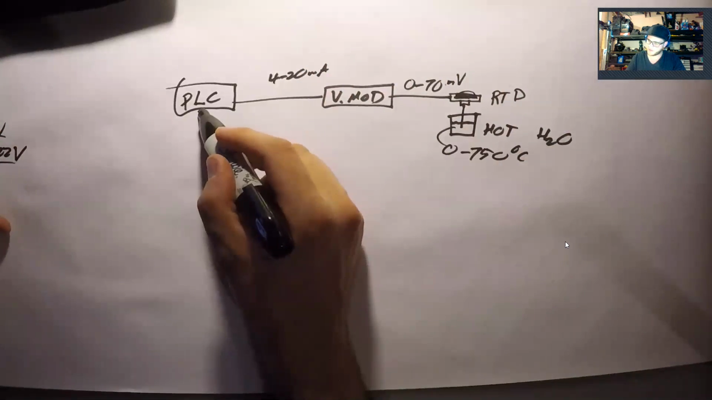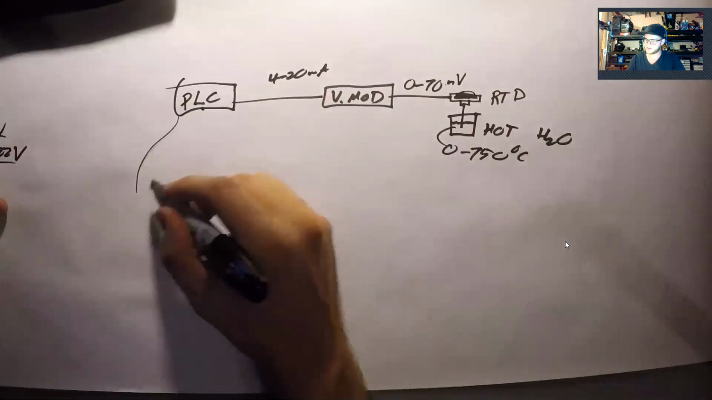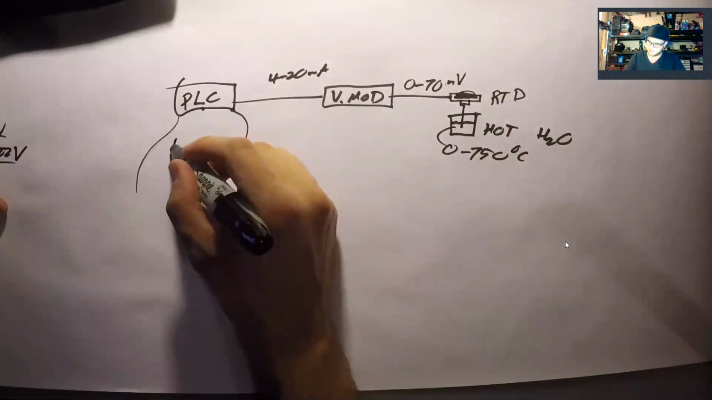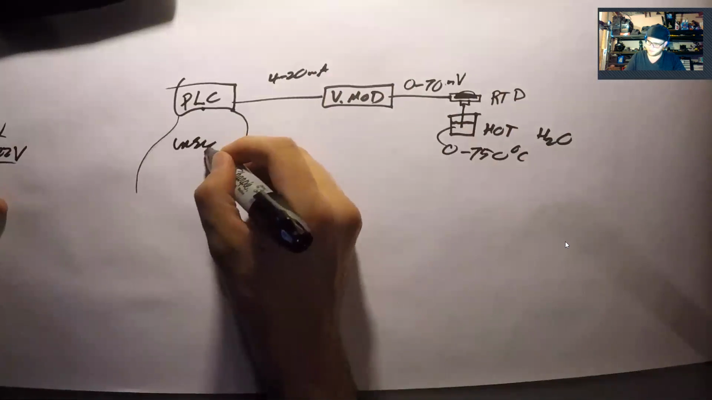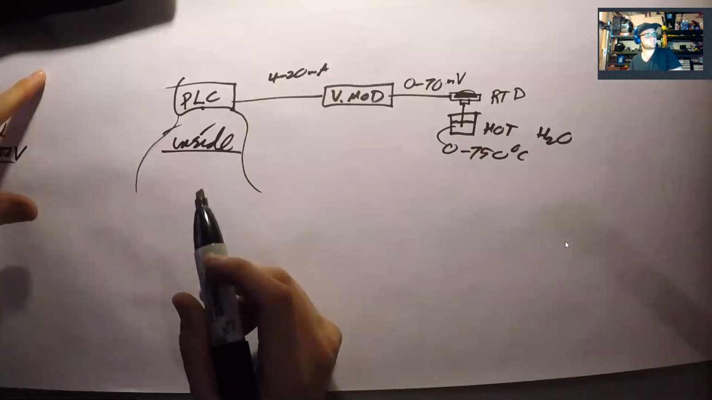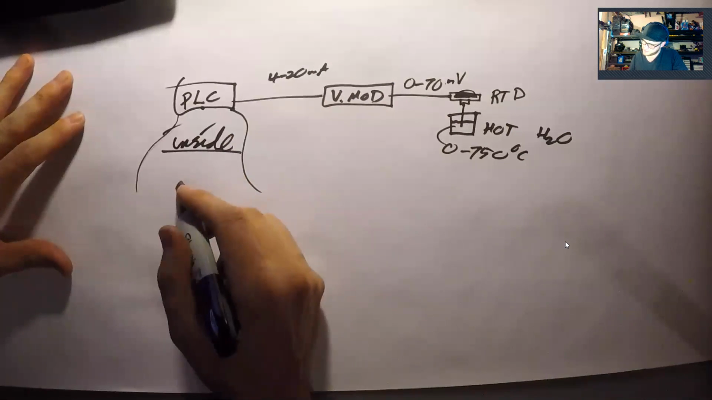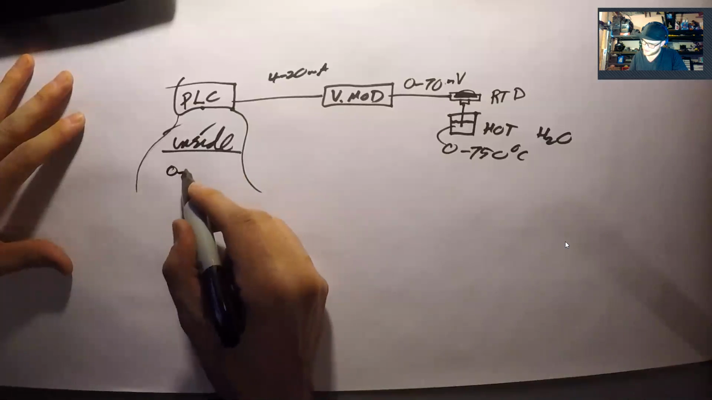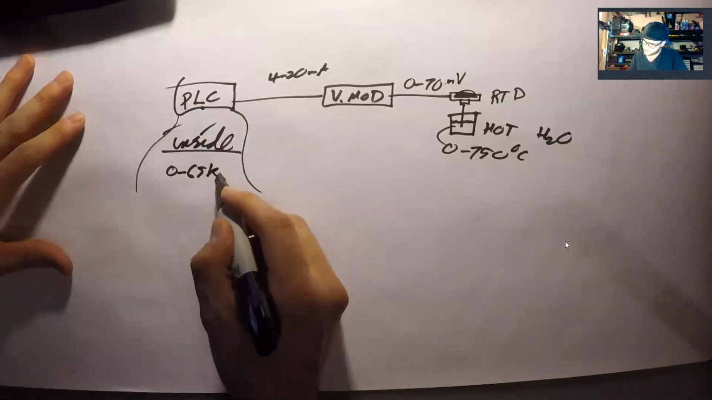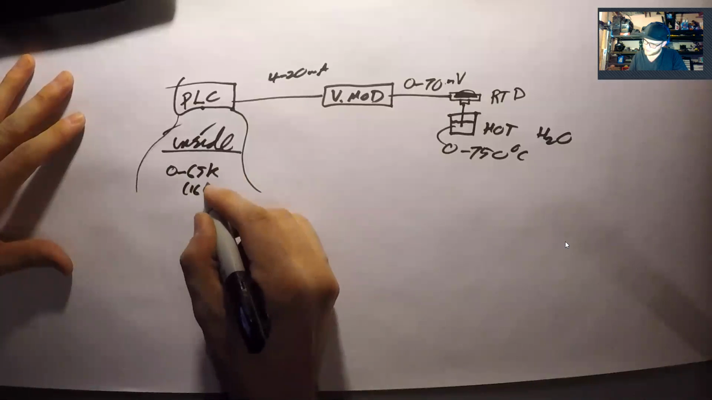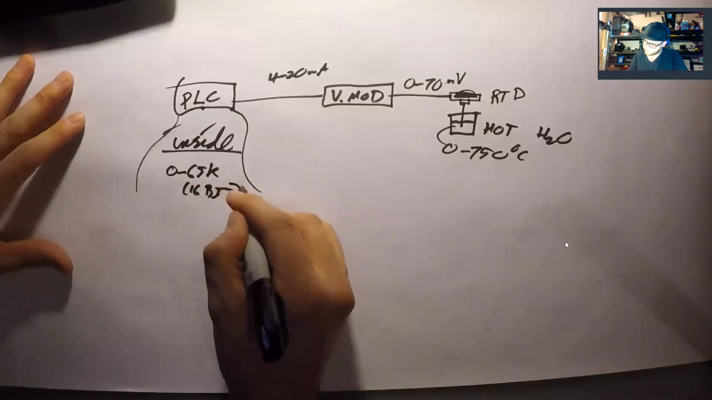And then from our controller, now this is all happening inside this controller. That says inside right there. So inside here, this gets translated to 0, 65K, 16-bit values.